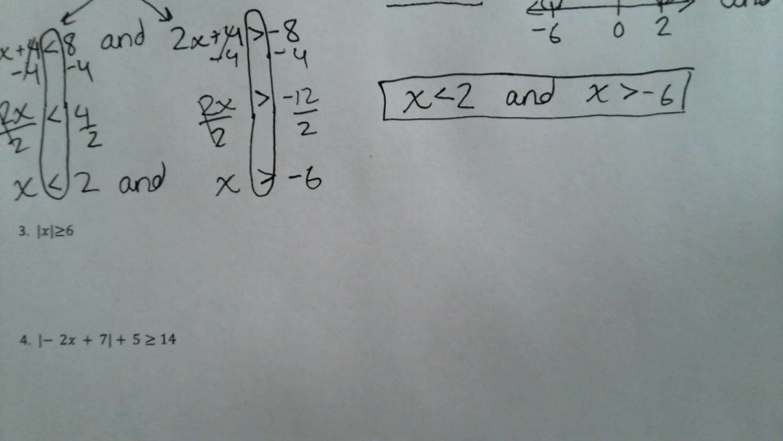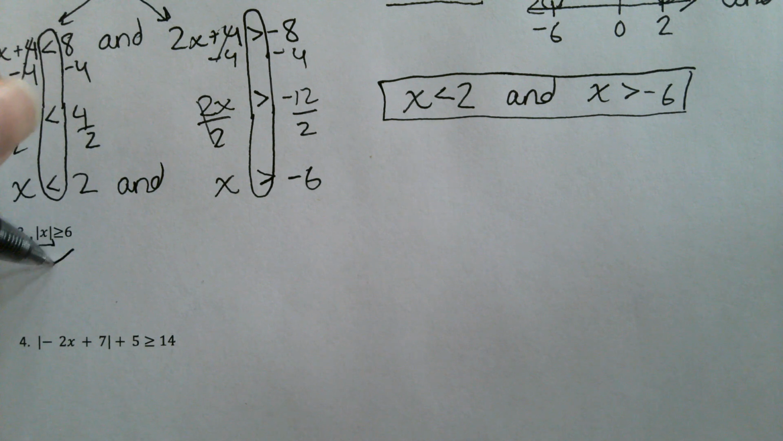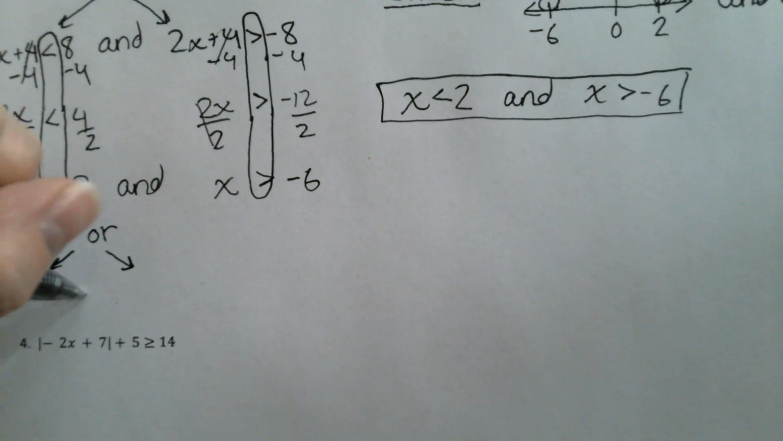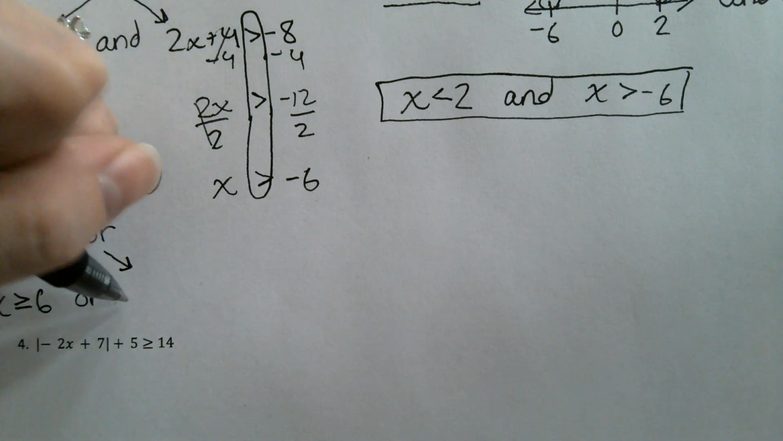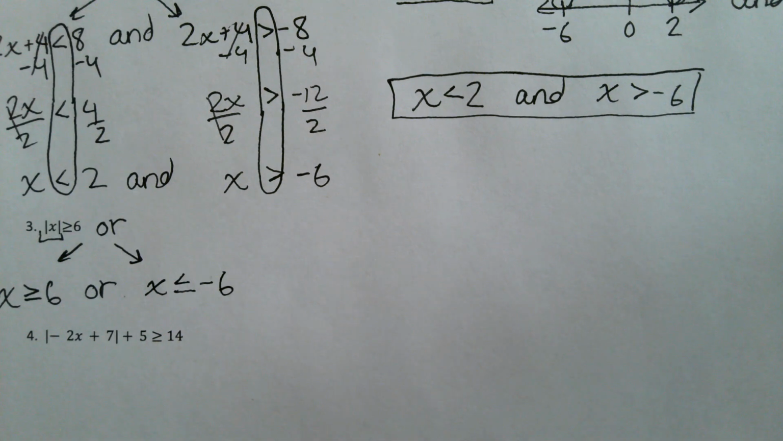Now let's take a look at an OR problem. The absolute value of x is greater than or equal to 6. Our absolute value is already isolated over here, so we can go ahead and make our two inequalities. With the greater, that's going to be an OR. So I'll have something or something. Drop the absolute value for the first one. X is greater than or equal to 6. Or x is, flip the sign, less than or equal to negative 6.